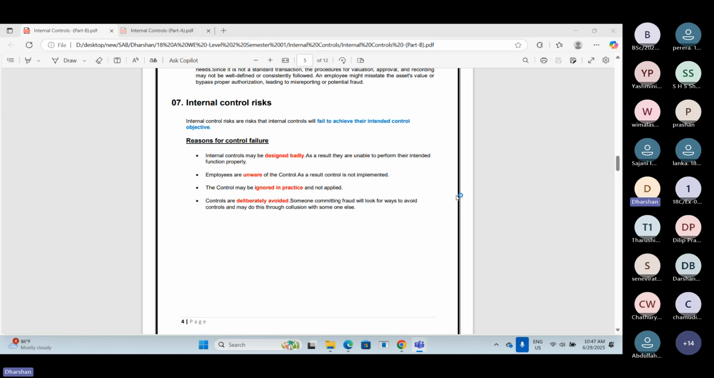Okay, now design is also okay. Properly designed without mistakes. Properly designed, properly implemented. Properly communicated to the employees. Now properly implemented, no issue. But still, controls are ignored. Implemented, okay, implemented, but controls are ignored in practice.